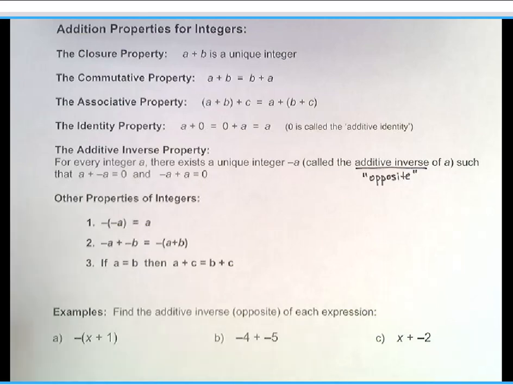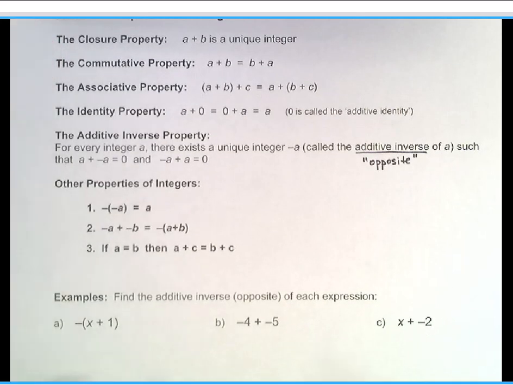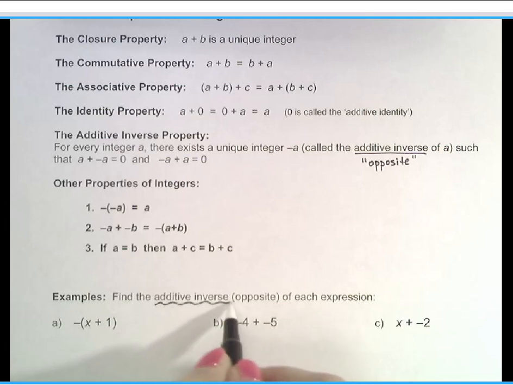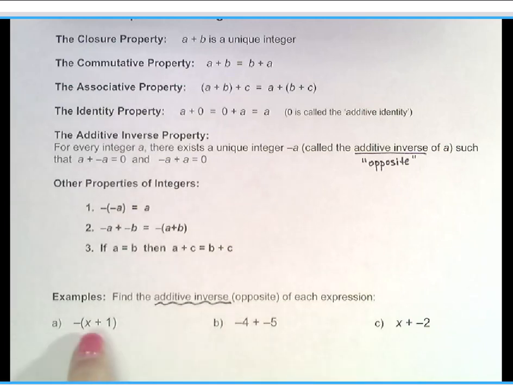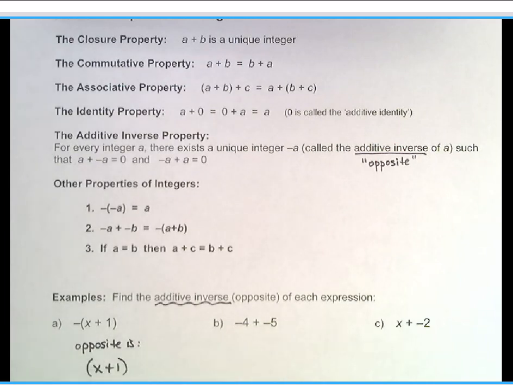And then there's just a couple examples here. It says find the additive inverse, or the opposite of each expression. So we're going to find the opposite of this expression. Well, opposite mainly means just change the sign. So the opposite, if this is negative x plus 1, the opposite would just be positive x plus 1. You just change the sign. So that would be the opposite. Notice these are not equal to each other. We're finding the opposite. How about this one?